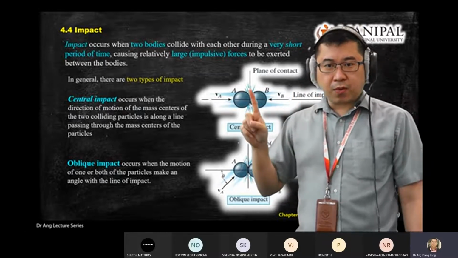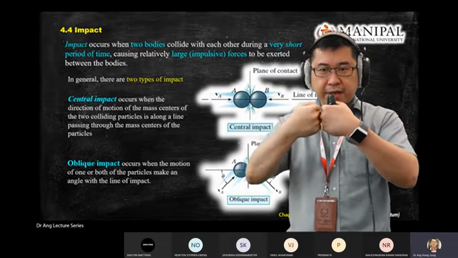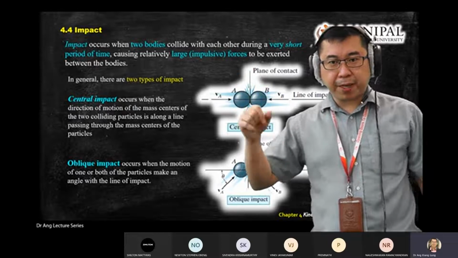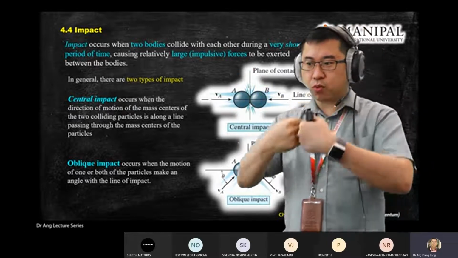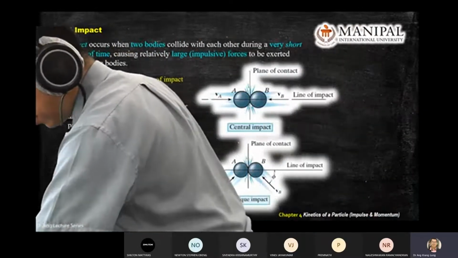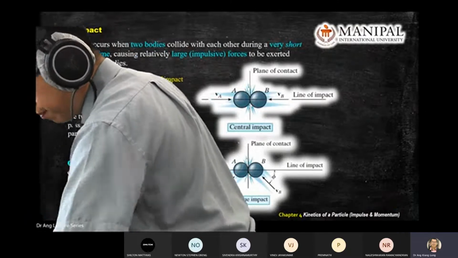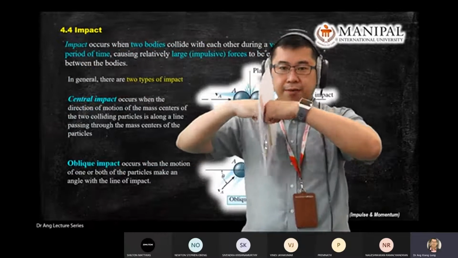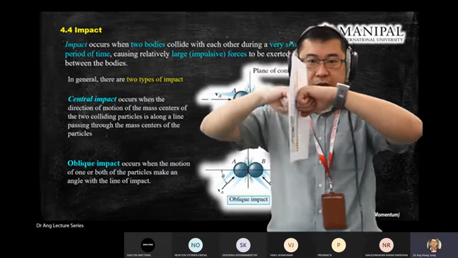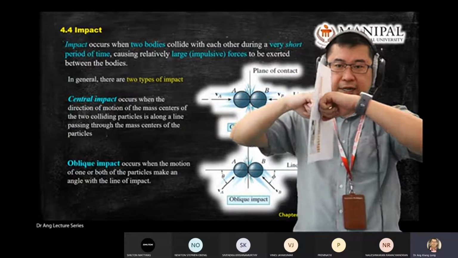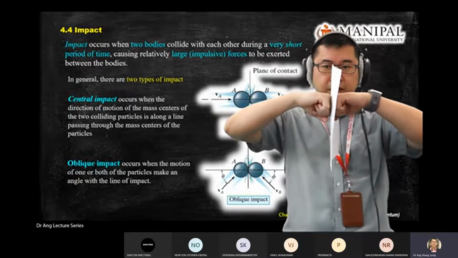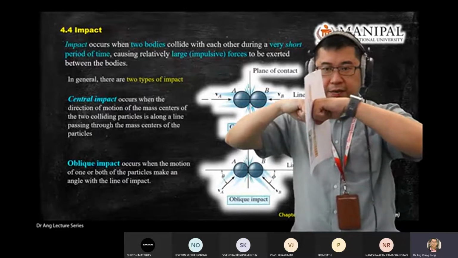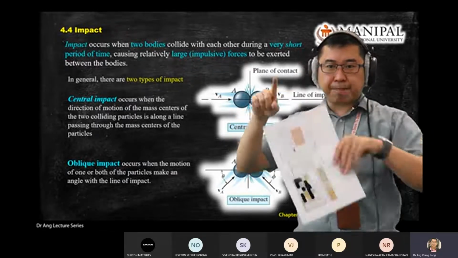When they collide, when two objects meet together, you have two new terms here. One is the plane that they meet. You imagine there's an A4 paper between the two objects. So basically, the A4 paper here is your plane of contact. My fist here is the two objects A and B, so the A4 paper is the plane of contact.